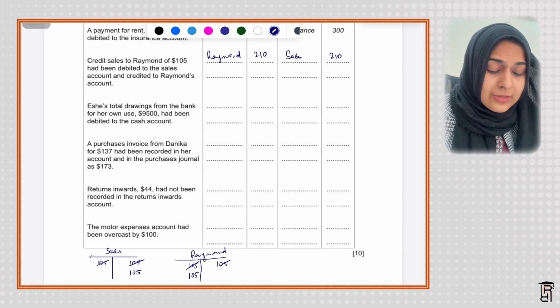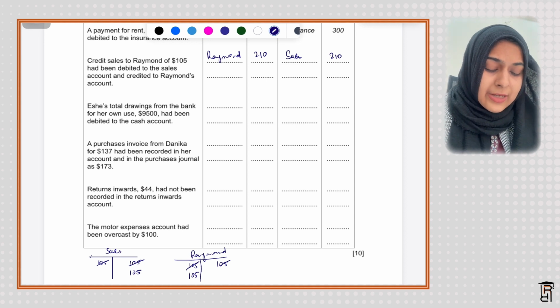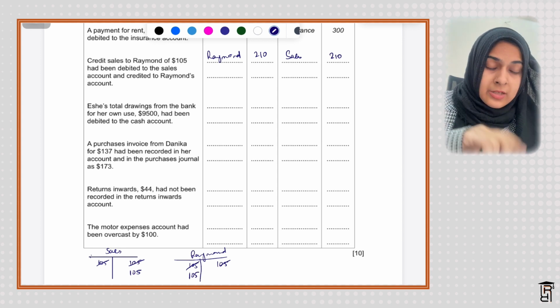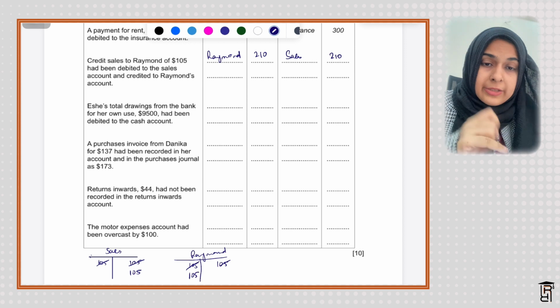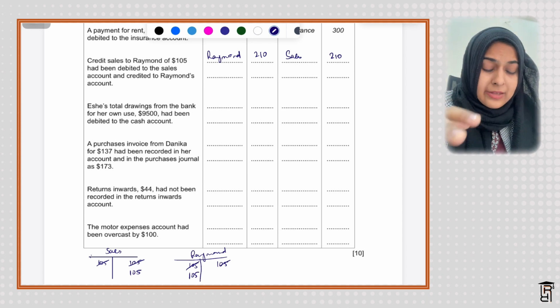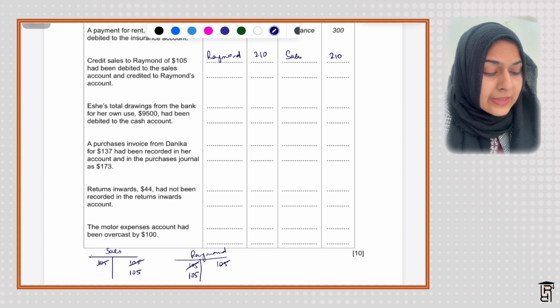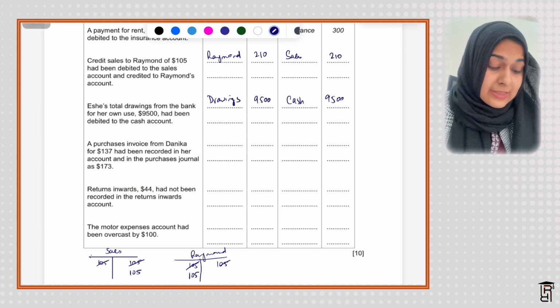Then they're saying Eshe's total drawings from bank for her own use, 9,500, had been debited to the cash account. So what they did was cash debit, bank credit. They should have done drawings debit, bank credit. They have correctly credited the bank, but they have recorded this on the debit side of the cash account. So now you credit cash in order to remove the effect from the cash account, and you debit drawings in order to show the effect in the drawings account. You record this on the debit side of the drawings account, 9,500.